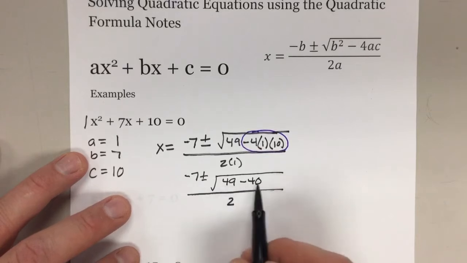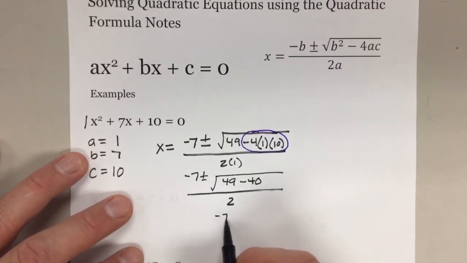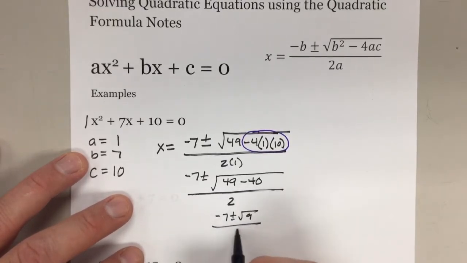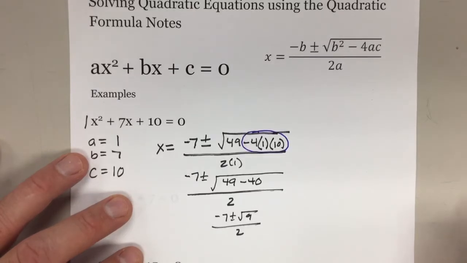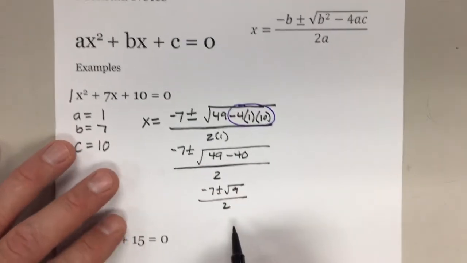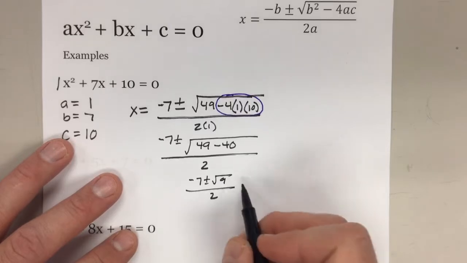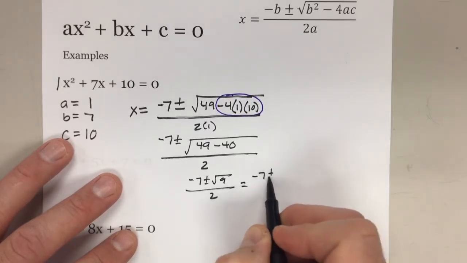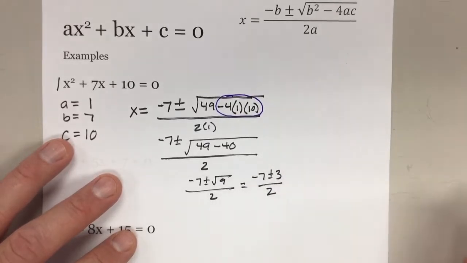Now you can subtract the 49 minus 40. That's 9. Everything else stays the same, the negative 7 and the 2. Now the square root of 9 is 3. That's negative 7 plus or minus 3 over 2.